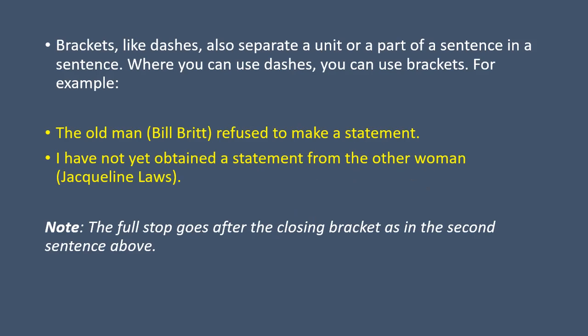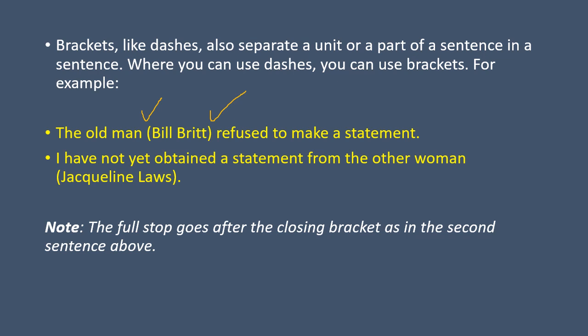So first of all, brackets, like dashes, also separate a unit or a part of a sentence. Where you can use dashes, you can use brackets. This is very simple. Sometimes they are alternatively used. For example, the old man (Wilbert) refused to make a statement. So here you could see that we have used these brackets, round brackets sometimes they are called, instead of dashes. As you have seen in the previous lesson, we use exactly the same sentence with different punctuation marks.